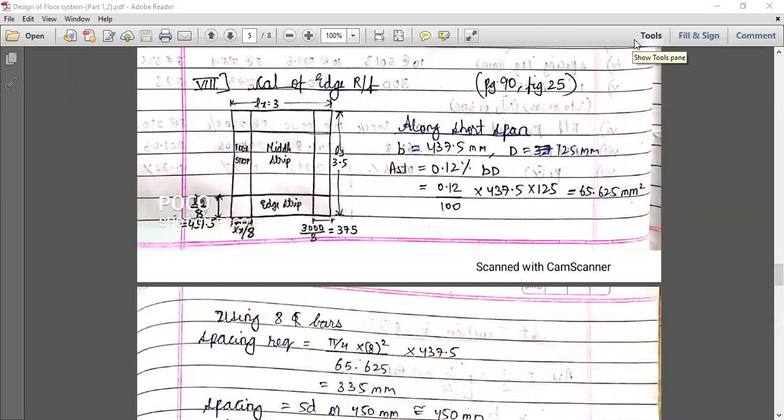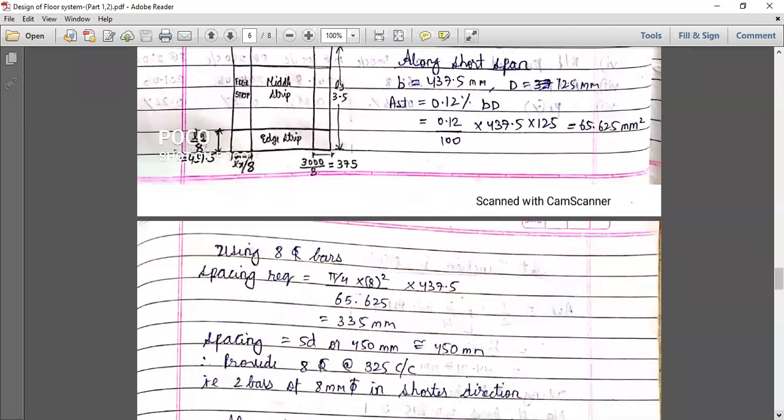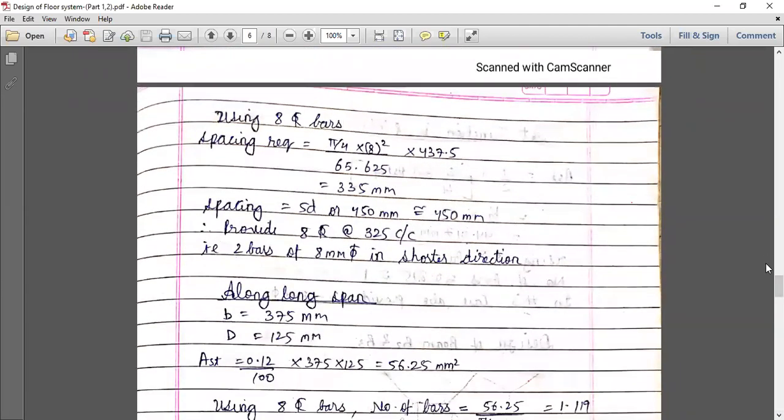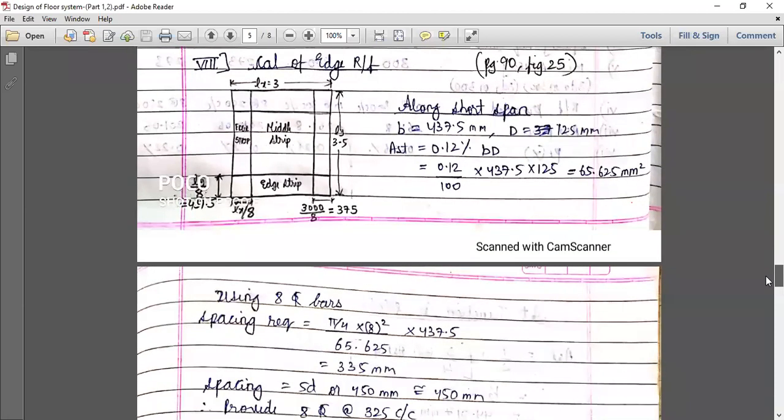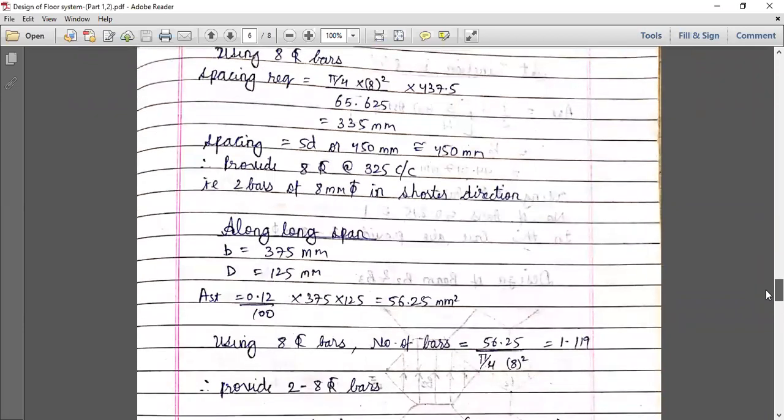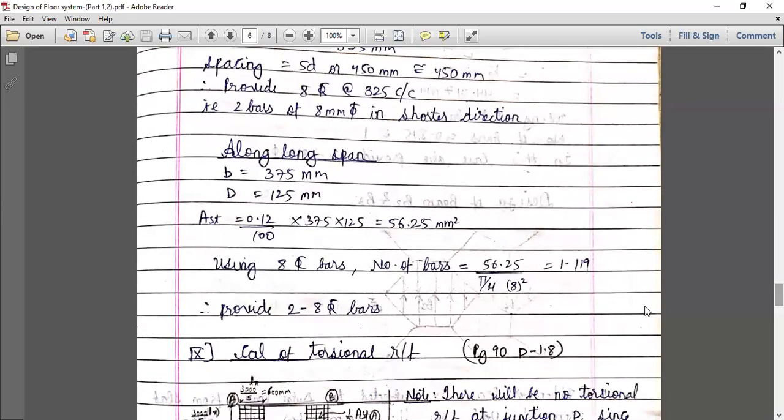Okay, so we got the reinforcement along the short span. Now let us see the reinforcement along the long span. Along the long span, what is B? I have already calculated here. It is 375, and D is 125. Again I will find out the area, which comes out to be 56. Again let us use 8 mm diameter. Here I directly found the number of bars since I already know the area. So let us provide 2 bars of 8 mm diameter along the long span also.